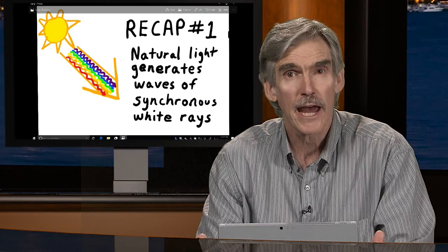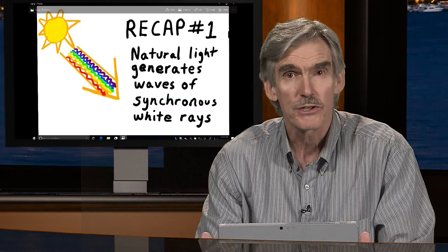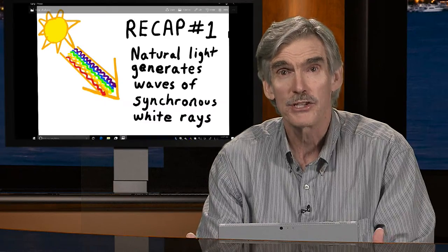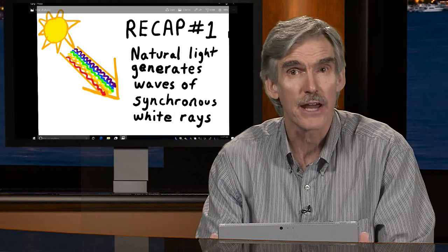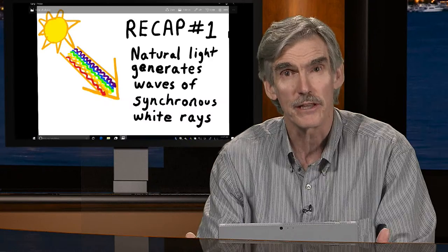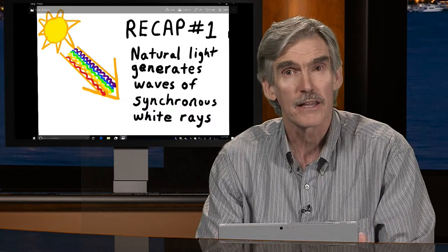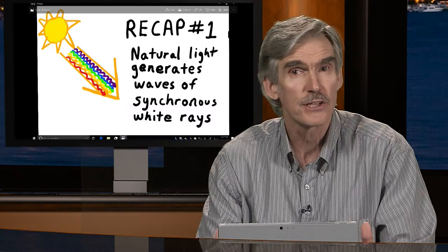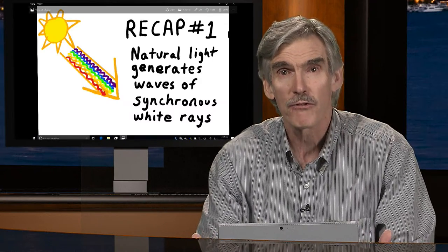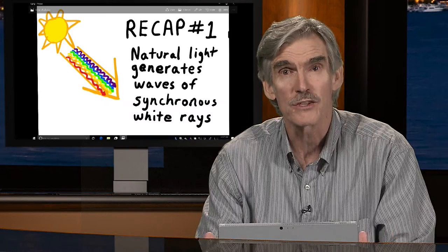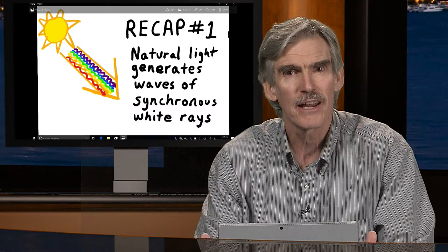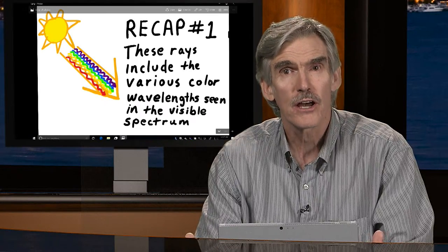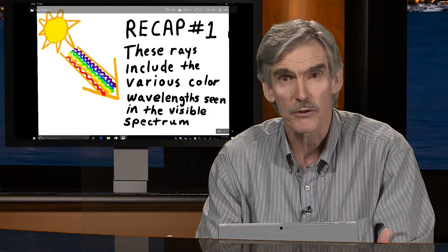So when we recap episode number one, we should start by talking about how light is generated. We know that light is generated by the sun, and it's actually electromagnetic energy that radiates from the sun. That electromagnetic energy radiates waves of synchronous frequencies which travel together and form what we know as white light. And that white light exists as rays. And these rays include the various color wavelengths in the visible color spectrum.